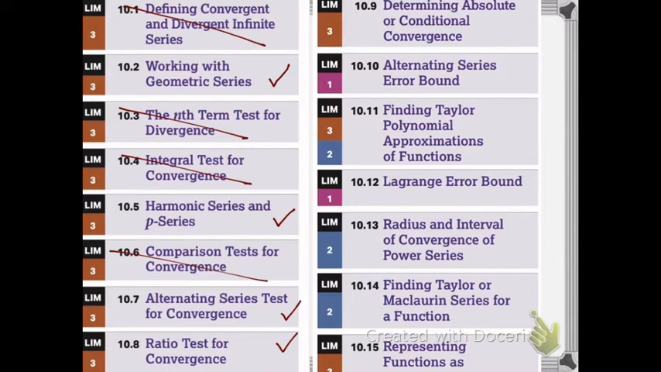And then out of all of these remaining topics, the only one that you need to know is finding Taylor polynomial approximations of functions. I plan to teach all of these topics so you have a complete knowledge of series, but the ones with the check marks are the only ones you need to know how to do on the AP test. So 10-2 we covered on Wednesday. 10-11, we've covered that in the last few weeks. So that's similar to that first question on the bell ringer that we did today.